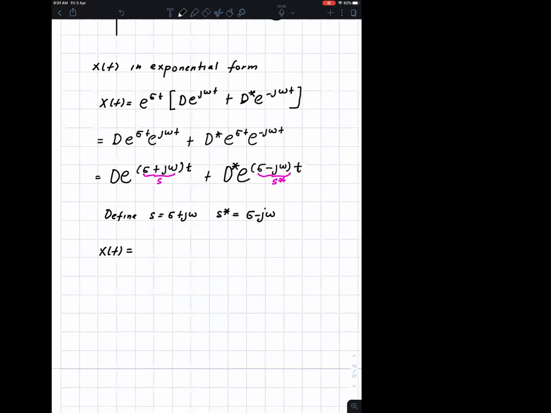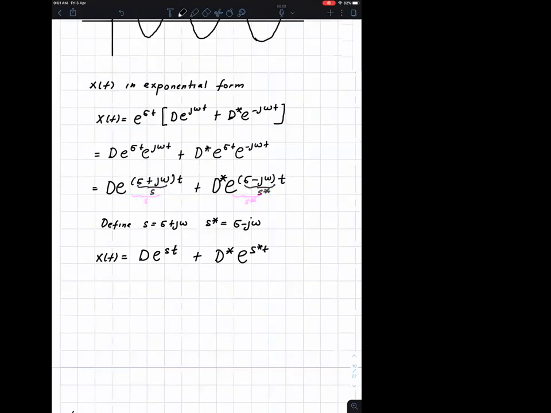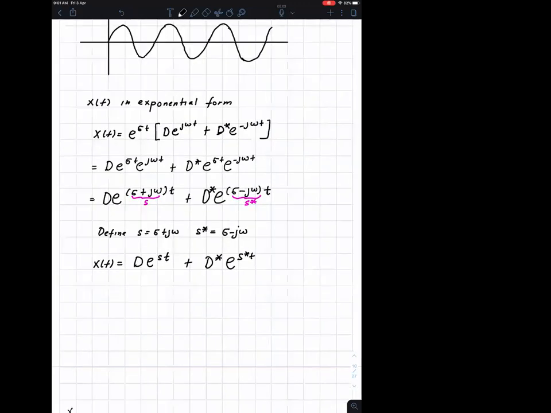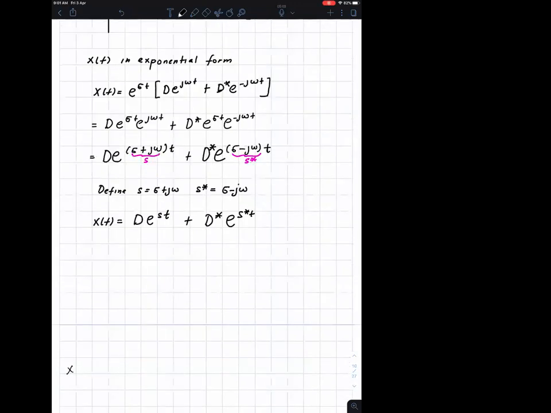Now your x(t) becomes d e to the st. So that's how compactly you can write it, and now you can see clearly what S really is. S stands for complex frequency.